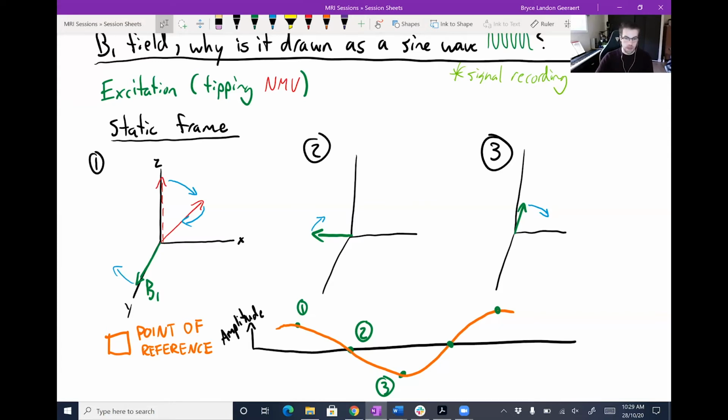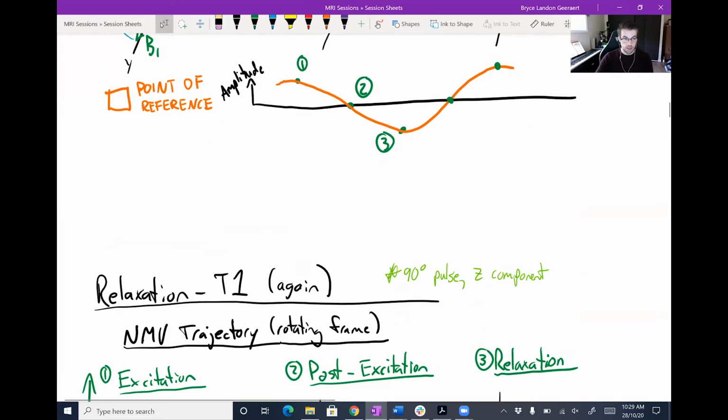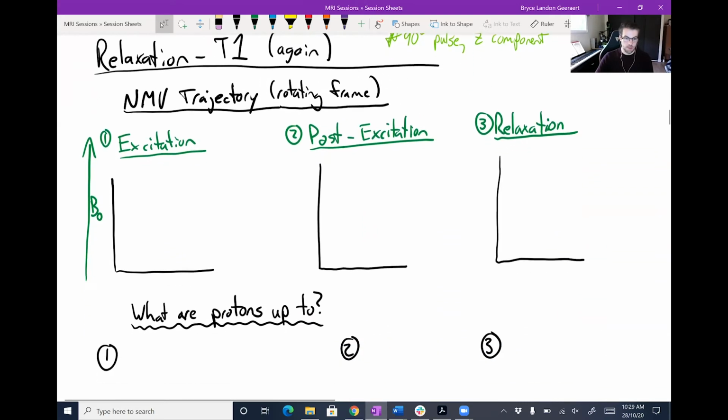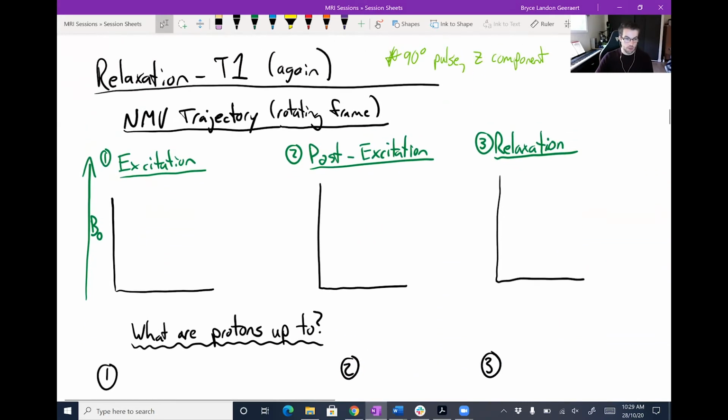But yeah, the main factor in the NMV magnitude is field strength for sure. So stronger magnets, more signal to work with. Okay, so now we're going to go back to talking about T1 and T2, which I kind of briefly ran through last time and then realized I glossed over a lot of important stuff. So we're going to jump into it in a bit more detail here.